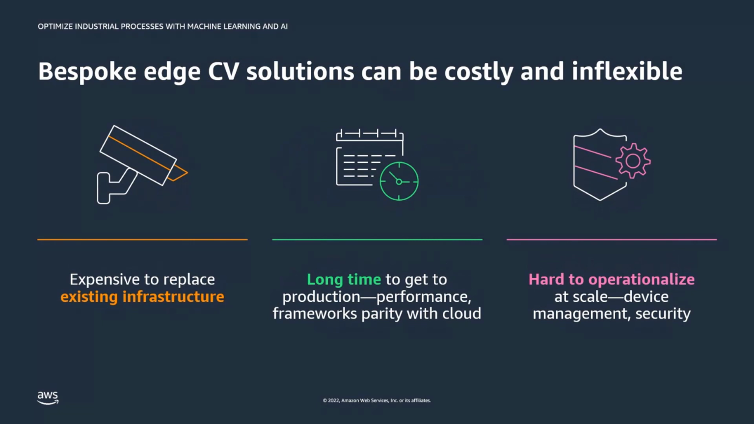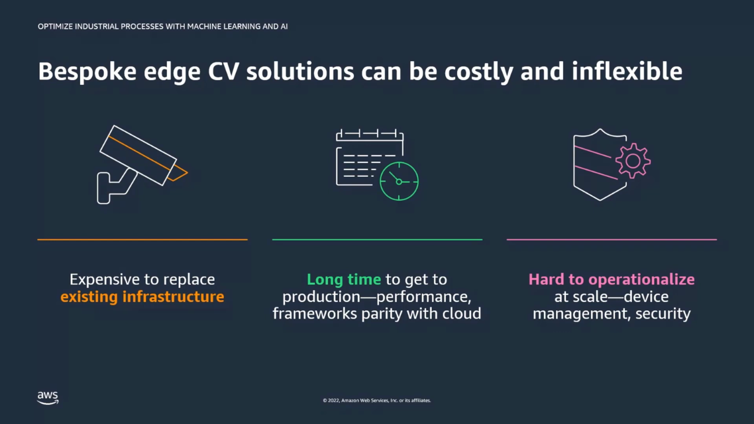But many edge computer vision solutions can be difficult to implement. First of all, it can be expensive to replace all of your camera infrastructure if you need smart cameras with onboard inference capabilities. It can also take a really long time to get prototypes to production. There are a number of iterative steps that customers had to take as they were building models to ensure that they would work at the edge and be as performant and compatible on their edge platforms as they are in the cloud.